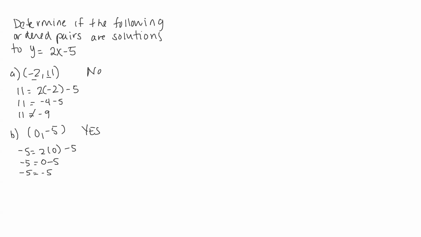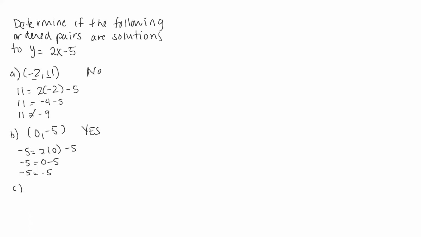So for the first example, when we plug in -2 and 11, we got a false statement. We got 11 equals -9, which is not true. That means that ordered pair does not satisfy the equation. All right, but then we tried the ordered pair 0, -5. When we plugged in 0 for x and -5 for y, we did get a true statement. That tells me that that does satisfy the equation. Therefore, 0, -5 is a solution.